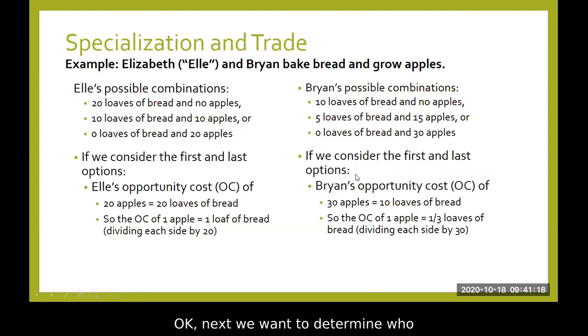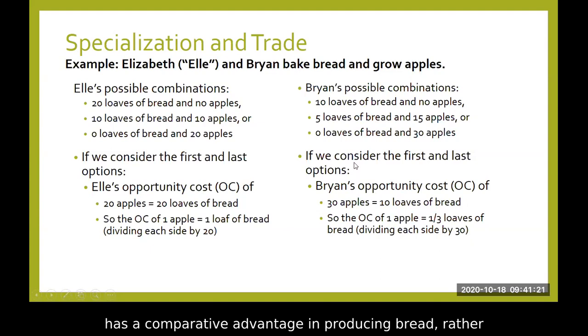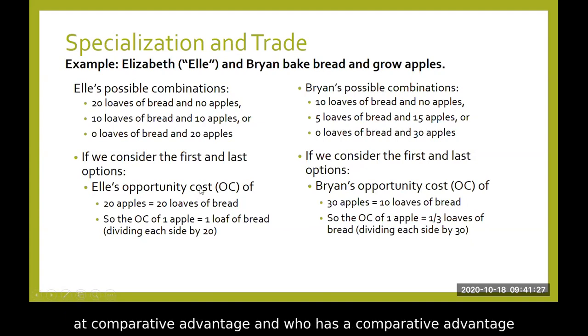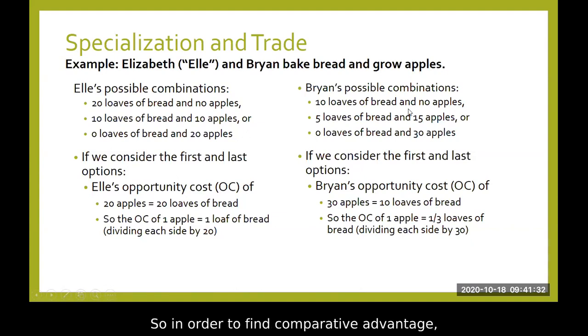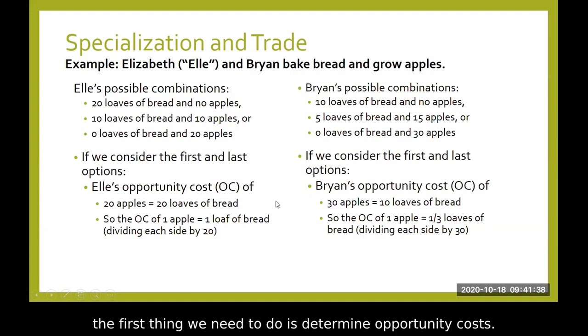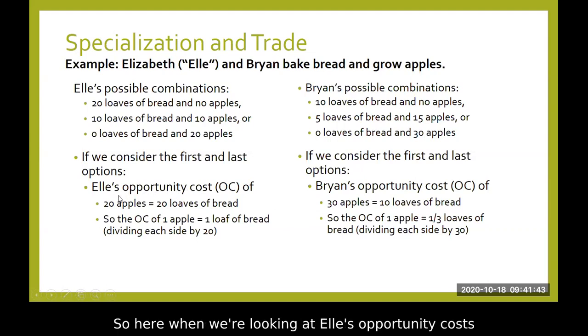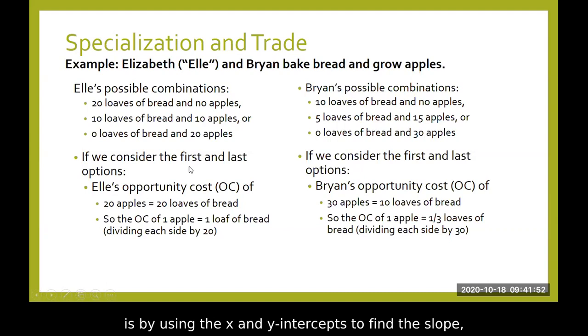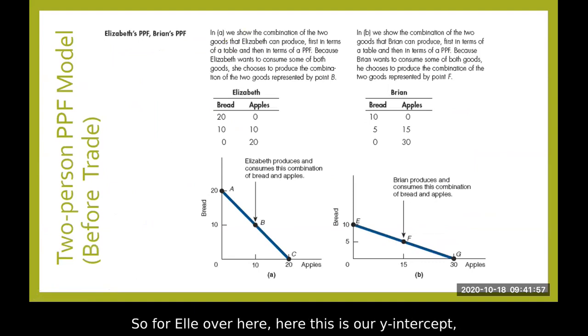Okay, next we want to determine who has a comparative advantage in producing bread rather than the absolute advantage. We're looking at comparative advantage, and who has a comparative advantage in growing apples. So in order to find comparative advantage, the first thing we need to do is determine opportunity costs. When we're looking at L's opportunity costs, the most simple way to find opportunity costs is by using the X and Y intercepts to find the slope, right? Because opportunity cost is just the slope.